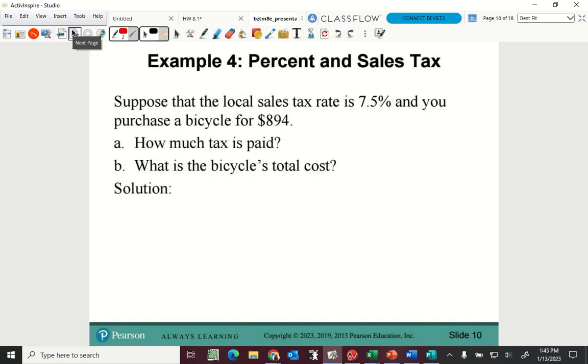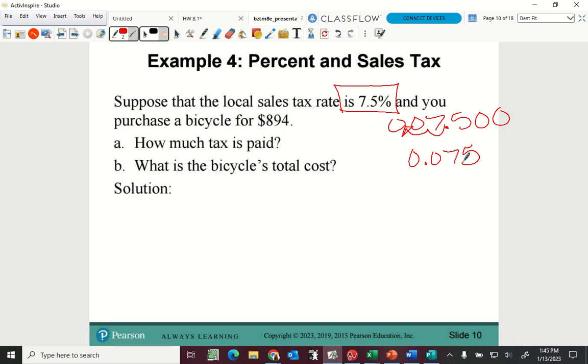Suppose the local sales tax rate is 7.5% and you purchase a bicycle for $894. First, let's take that percent and turn it into a decimal. I'm going to add extra zeros here. If I'm going from a percent to a decimal, which way do I move my point? To the left. Very good. I move to the left. So 1, 2, 0.075.